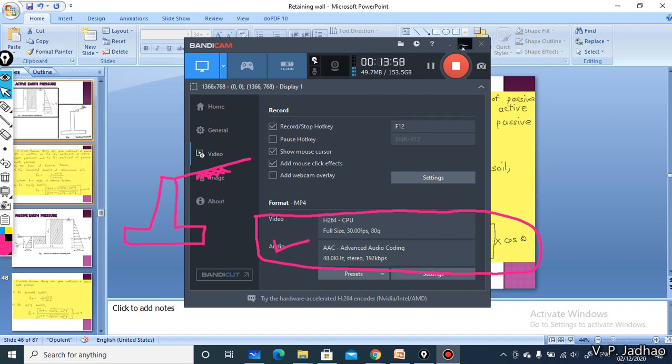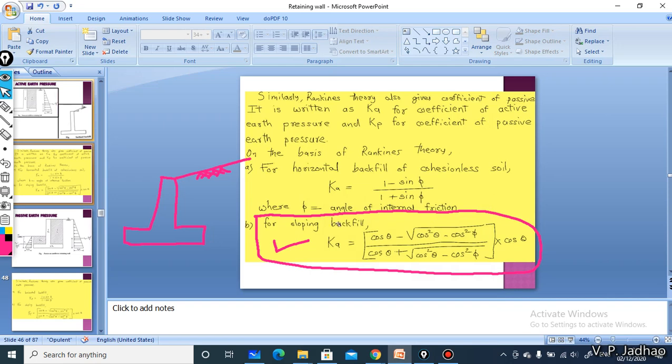If our retaining wall is something like this, that is, it has some slope like this, then we have to use this particular formula: coefficient of active earth pressure is equal to cos theta minus under root of this particular formula.